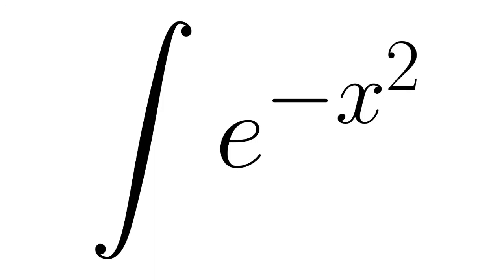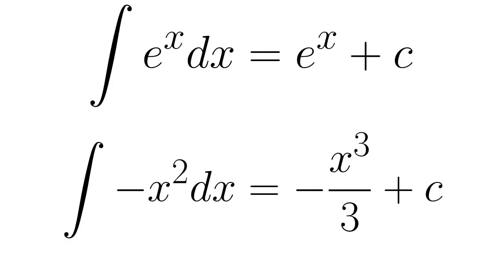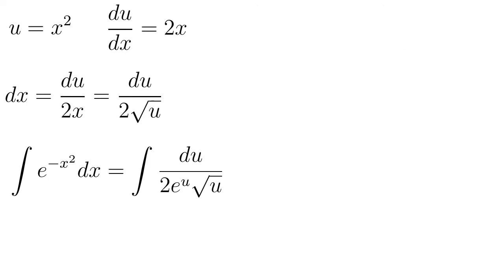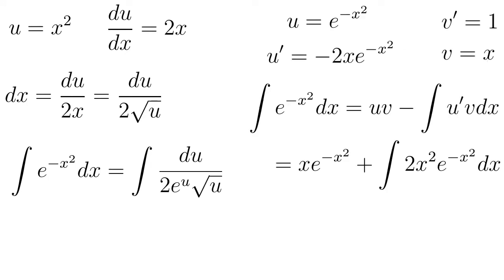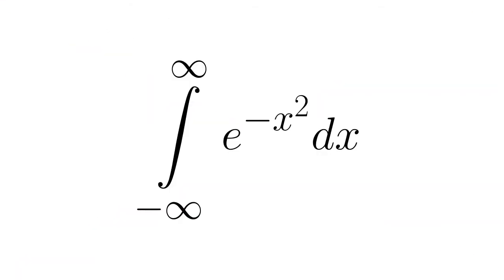After all, we know the antiderivatives of e to the x and negative x squared, so their composition can't be too bad, can it? Well, actually, e to the negative x squared has no elementary antiderivative. No matter what substitution you make, whichever way you try to apply integration by parts, and however much time you spend on it, you'll come up with nothing. Luckily though, there is a trick for evaluating the definite integral of this function from negative infinity to positive infinity.